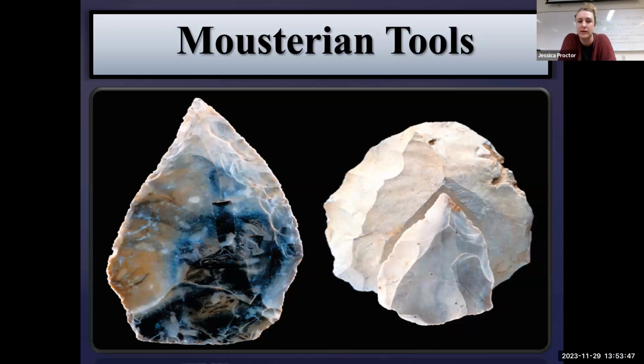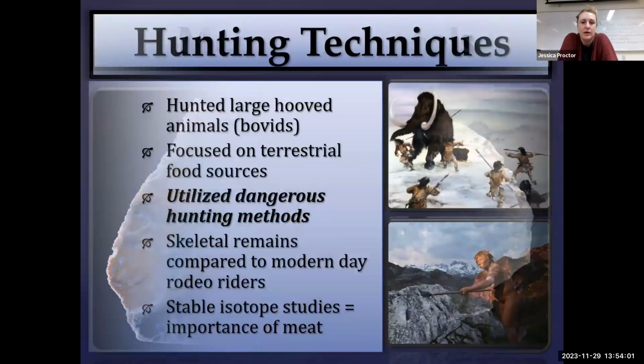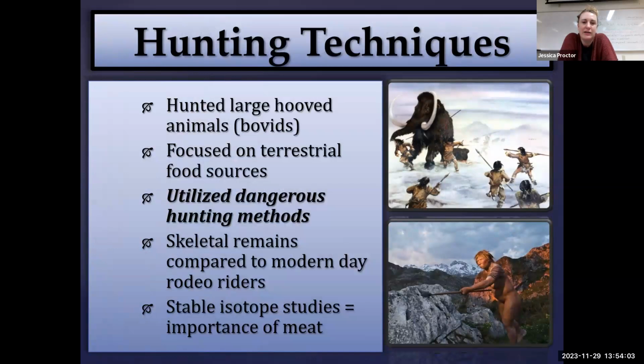We'll talk about those next week. But think Mousterian, Middle Paleolithic, and M is next to N for Neanderthal. So I remember Mousterian tools are Middle Paleolithic, and they're associated with the Neanderthals. So I mentioned that they likely utilized very dangerous hunting techniques.